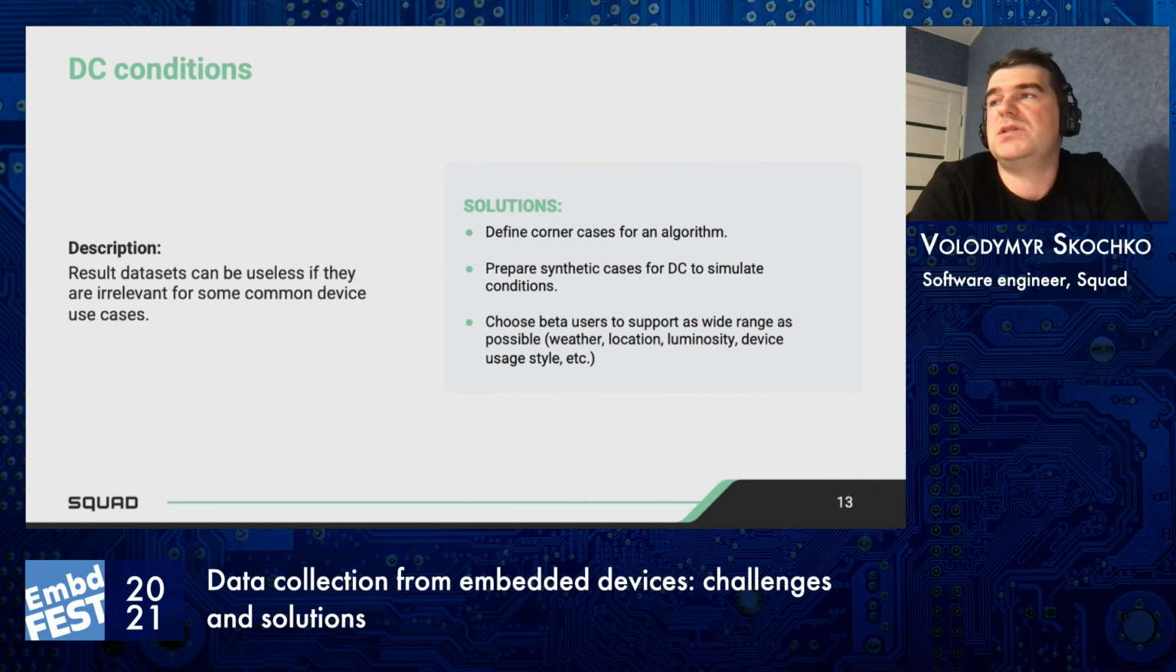We propose the following solutions. First one is to define corner cases for your algorithm. So you should understand what is the limit of temperature or humidity or something like that. And the next one, you should prepare synthetic scenes for data collection to cover some of those corner cases. And the last one, you should choose your beta users to support as wide a range as possible. So you should check some weather condition, location, luminosity, and even device usage style, because it may be important for the quality of data.